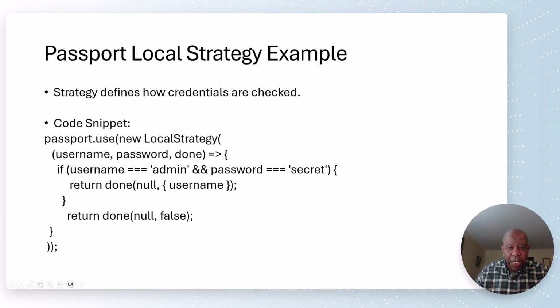So a password strategy defines how credentials are checked. Again, this particular snippet is using a local strategy, and the local strategy says I'm going to have a username and then a password. That's the local strategy for Passport. Again, I'll return the user, or I'll say it's false: either I pass the authentication or I fail the authentication.